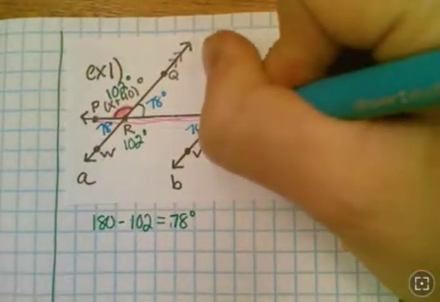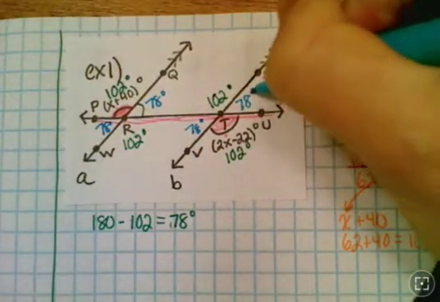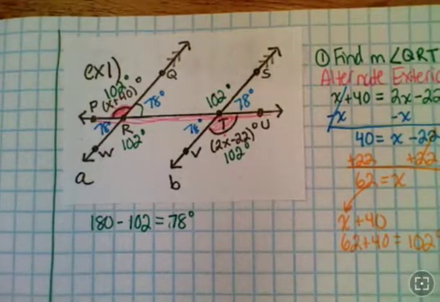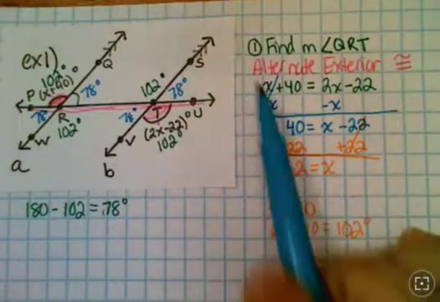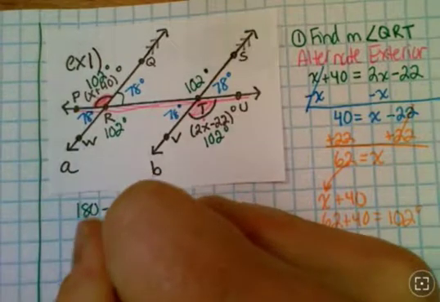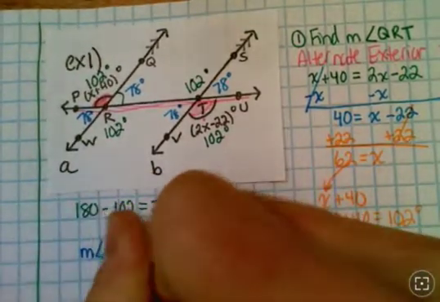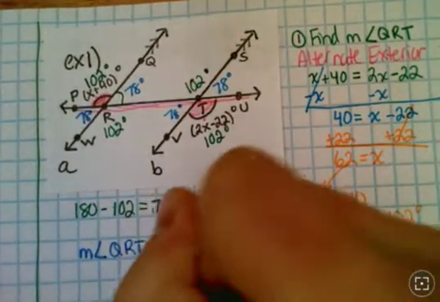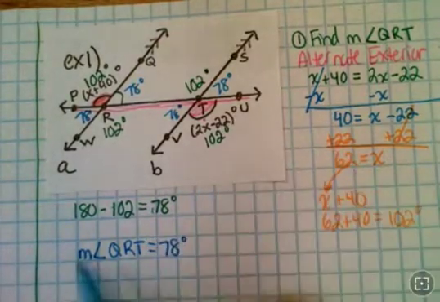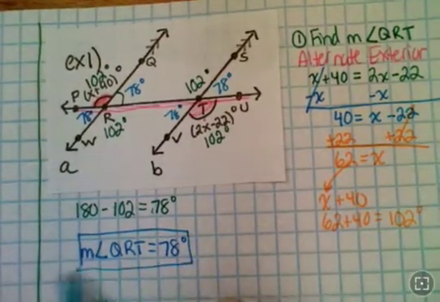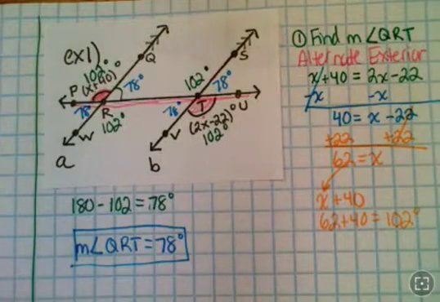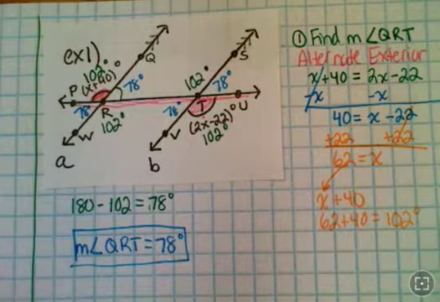And once you learn something, make sure you mark it on your diagram. So I'm done. I know the answer. We should write it in a nice little statement. The measure of angle QRT equals 78 degrees. So the first step here is to look for angles that you have some information about, figure out the relationship there. Are they congruent or are they supplementary? And set up an equation that will help you figure it out. Let's look at example 2.